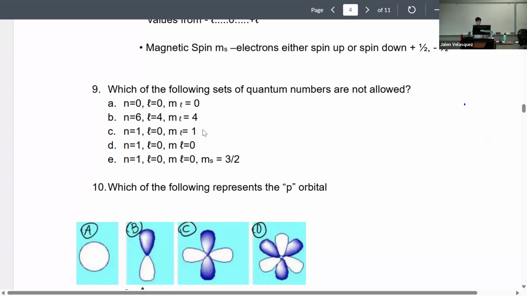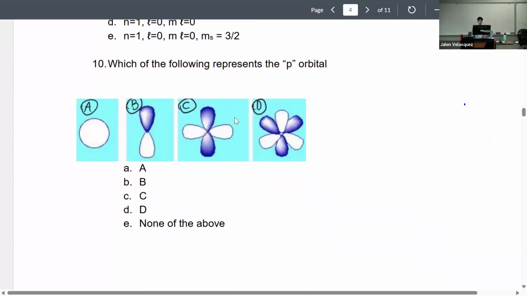Number 10 now. Which of these represents the p orbital? What do we think? B, good. So this is the s orbital, this is the p orbital, this is the d orbital, and this is the f orbital. So do make sure you are familiar with those shapes.